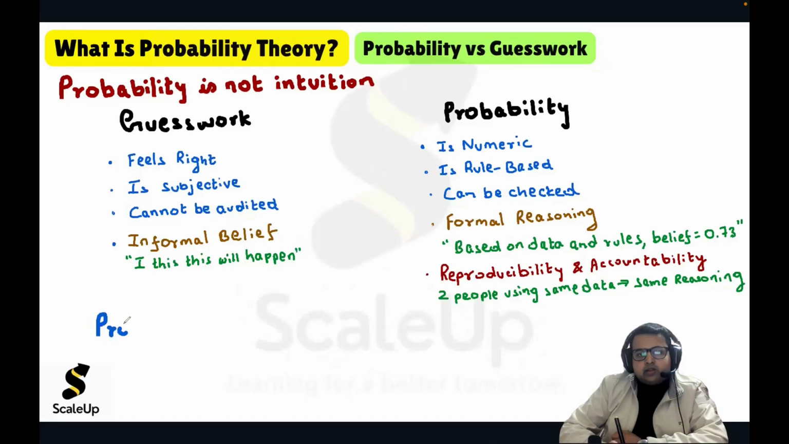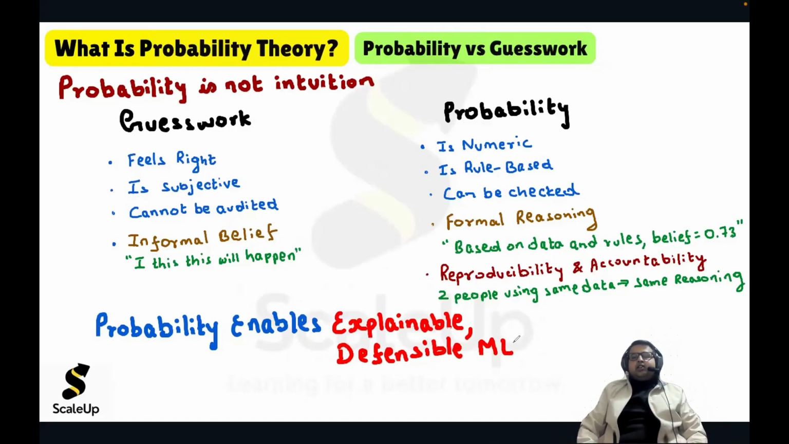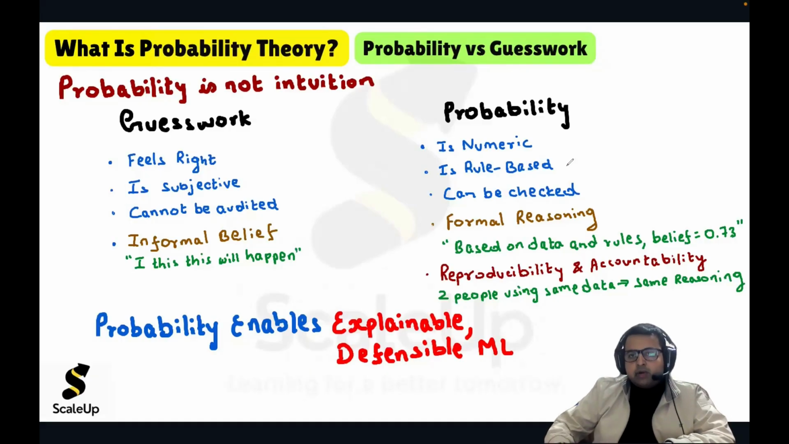So we can say that probability enables explainable and defensible machine learning, because probability is not something like intuition or guesswork. It is a formal science, it is formal reasoning, it is rule based, you're quantifying, it's numeric, it can be audited, it is reproducible and accountable. And because of that, probability enables explainable, defensible ML. And this is something very important about probability and probability theory.